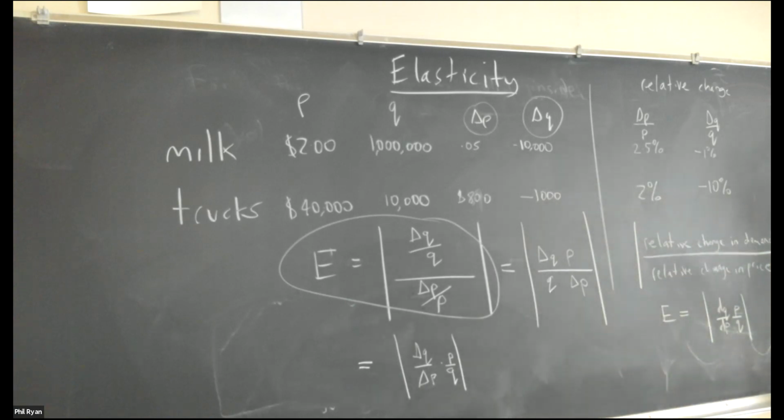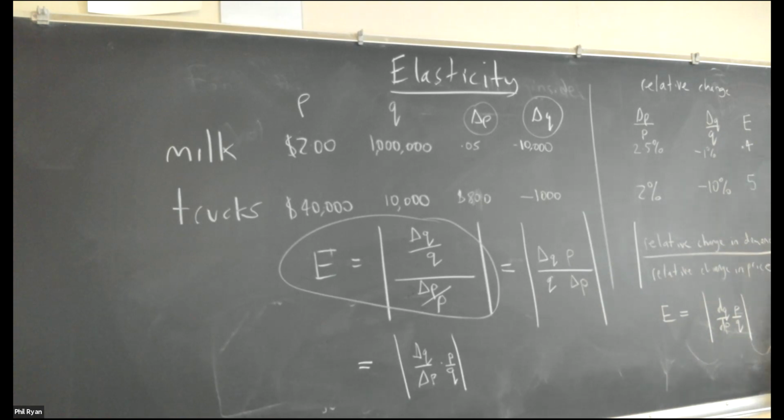If E is less than 1, like for example we saw for milk, we should figure out E for our goods here. Okay, E here is 1% divided by 2.5%, which is 0.4. Here, minus 10% divided by 2%, absolute value, we get an elasticity of 5.